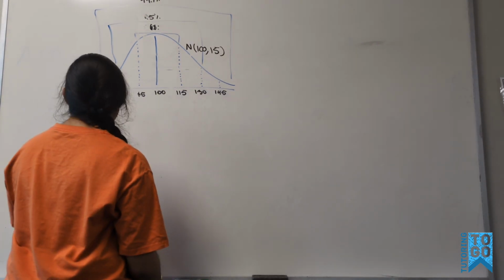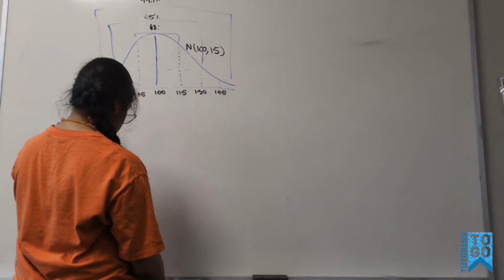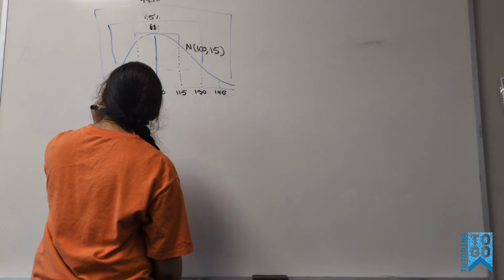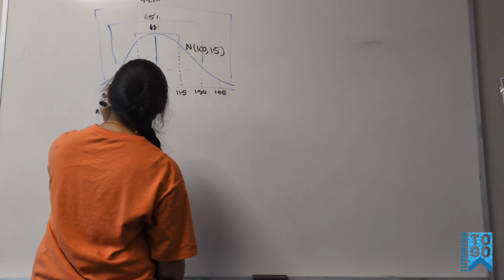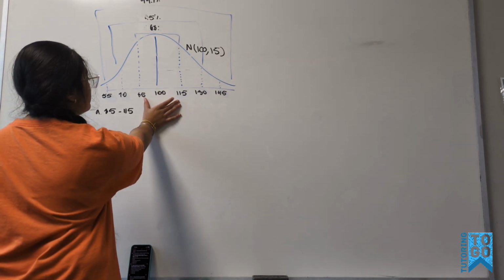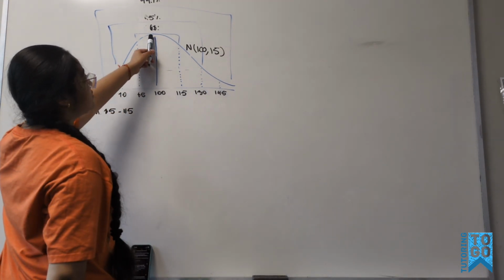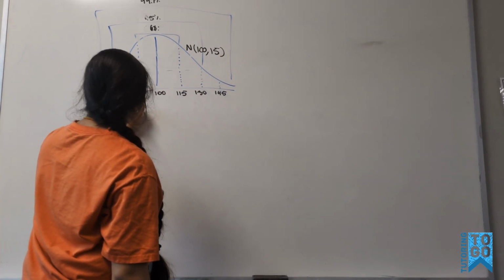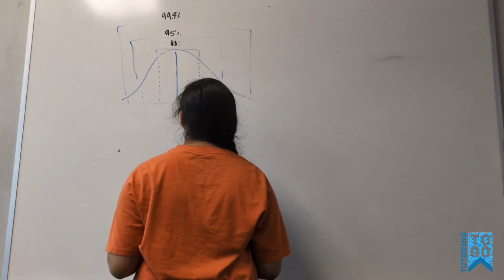So the first problem is finding the percentage of data points between 85 and 115, which is just this column. And since we have our empirical rule, we know that that's going to be 68%. So just write that down.